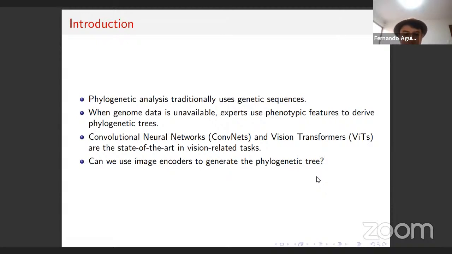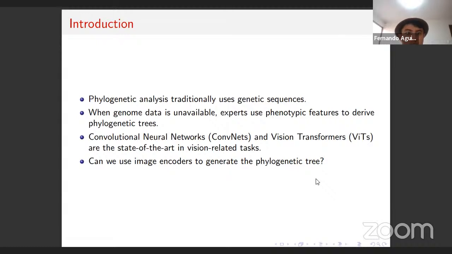That's the main question. As most of you might know, the state-of-the-art of vision-related tasks comprises two kinds of neural networks. The first of them is convolutional neural networks, and the second is vision transformers. We're going to use ConvNets because there are some of them available and pre-trained with images of faces, and that's the main reason why we are using ConvNets.